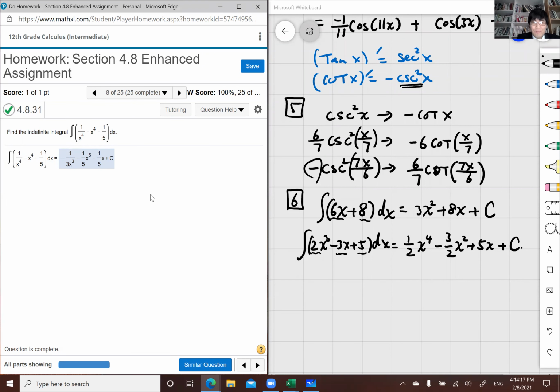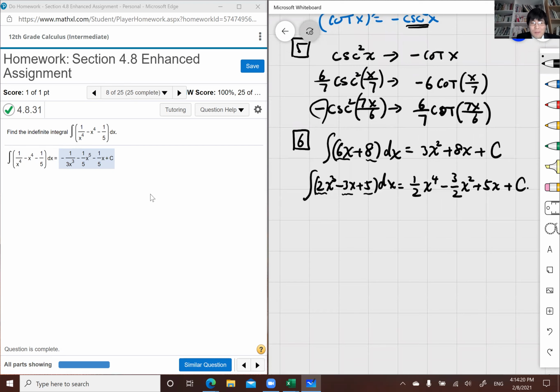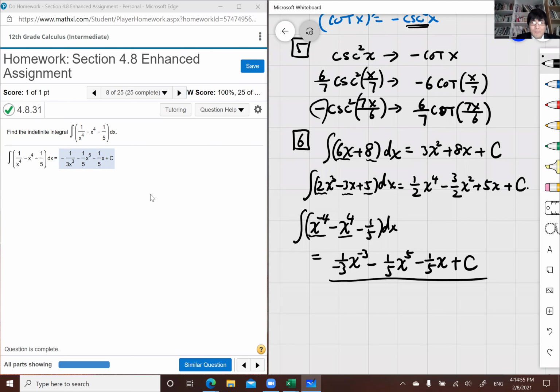Okay, next one. The original expression is a fraction, but it is restated as x to the negative fourth minus x to the fourth minus just a number. So for this one, using the power rule, raise the power by 1 and divide by that number. Do the same thing here. So it's going to be x to the fifth, divided by 5, you're going to get this. And when you integrate the number, you just multiply it by x, and you don't forget about putting c. Okay.